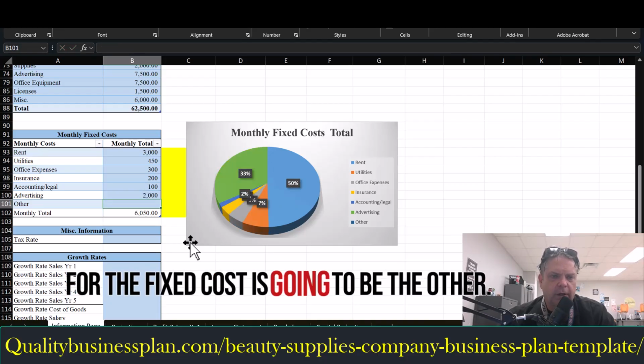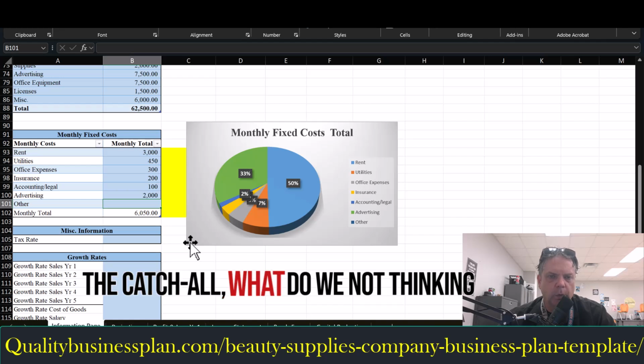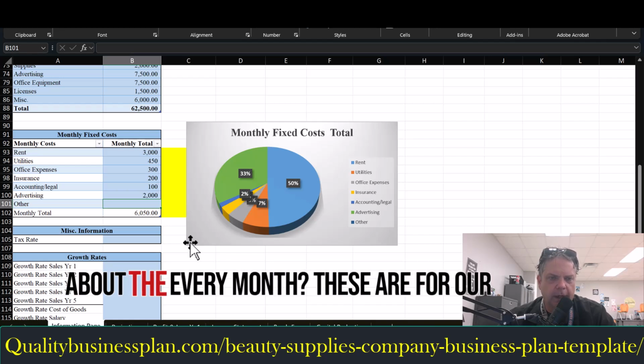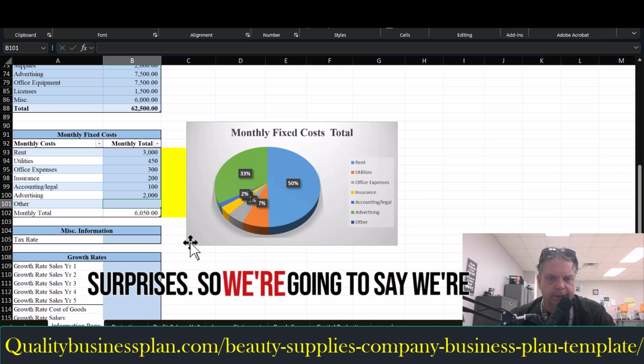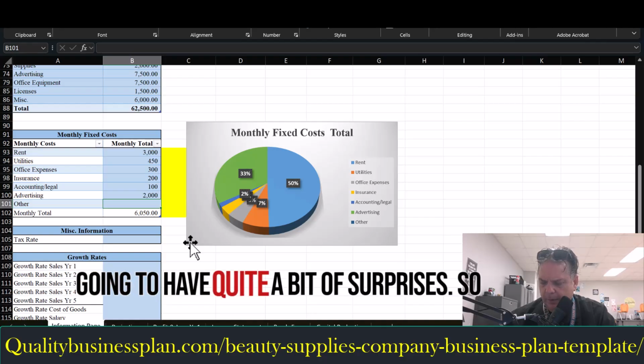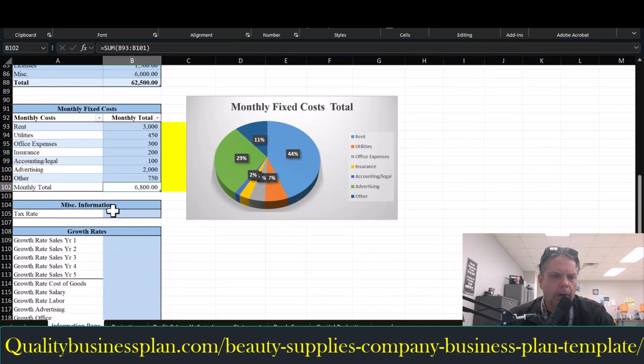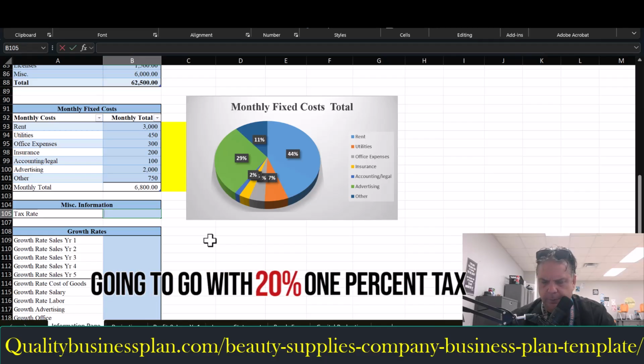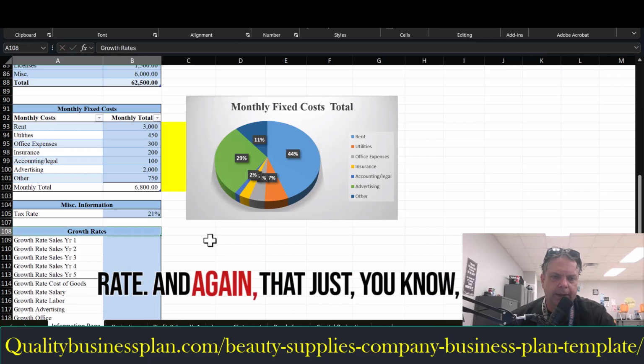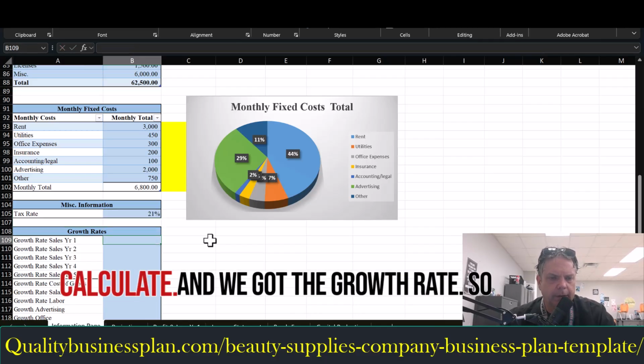And then finally, for the fixed cost is going to be the catch-all. What are we not thinking about every month? These are for our surprises. So we're going to say we're going to have quite a bit of surprises, so we'll budget $750 for that. Next up is going to be the tax rate. We're going to go with 1% tax rate. And again, that's just something you can go ahead and calculate.